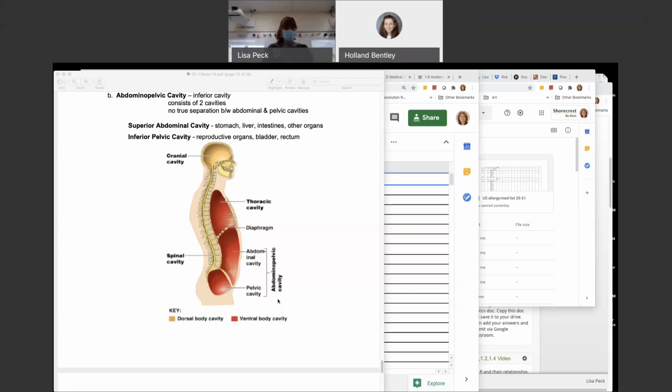All right, moving on. What's the one where it's more select the body cavities? What number is that one? 15? Okay, so we're going to look at number 15 for all of you.